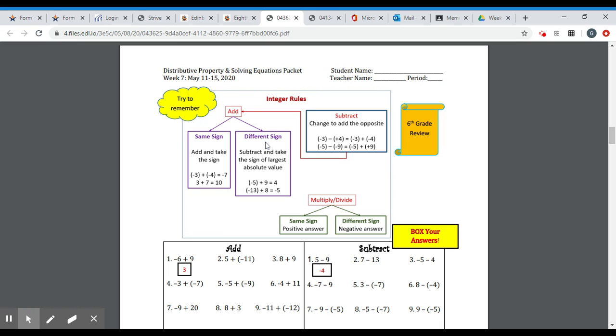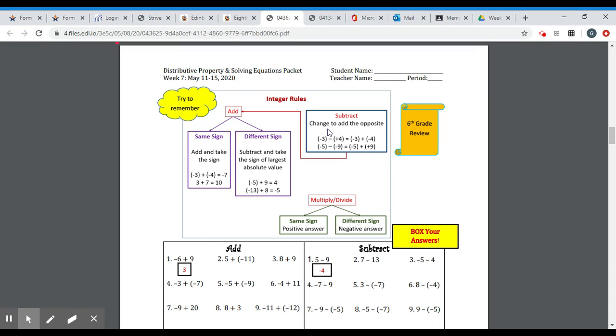If they're different signs, you're going to subtract and take the sign of the larger absolute value. So if I'm adding -5 and 9, I'm going to subtract them, which is going to give me 4. And my bigger integer is 9, and it's a positive, so it's going to be a positive 4. Same thing here. If I'm adding -13 and 8, I'm going to subtract them, and I'm going to get 5. The bigger number is 13, and it's a negative, so I'm going to keep the sign of negative.